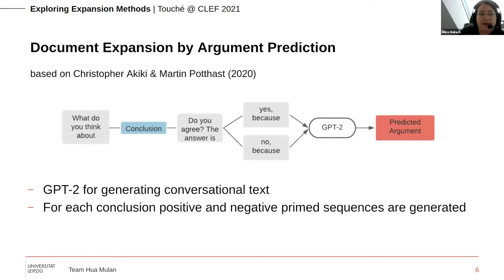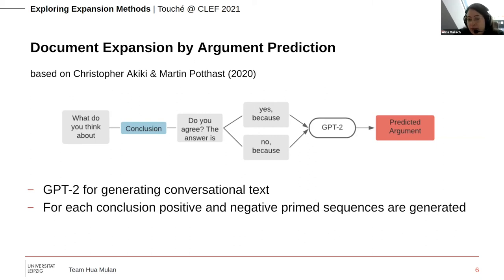The second approach was closely inspired by Akiki and Potthast from last year's Touché task, and we took a GPT-2 model to expand the arguments with further information. We used the same approach as Akiki and Potthast. We wrapped each of the conclusions into a conversational setting. So we fed a question to the model that was, "What do you think about?" and primed it with a yes or no stance. So the predicted argument was leaning towards one of those directions.